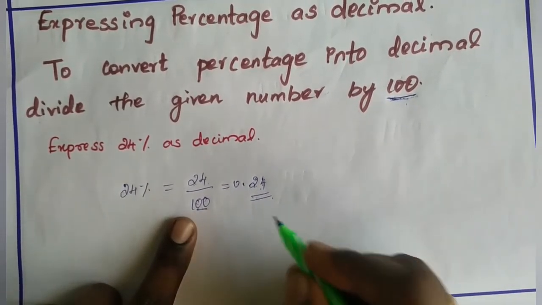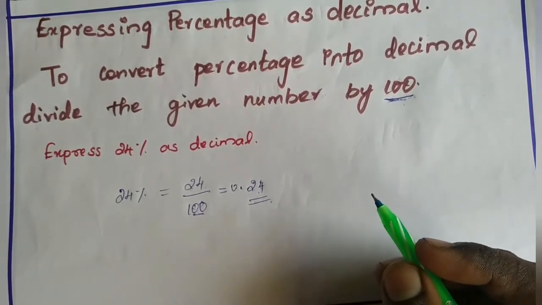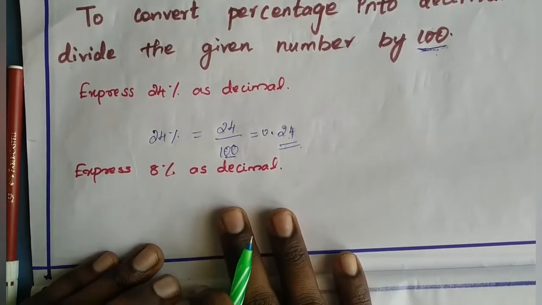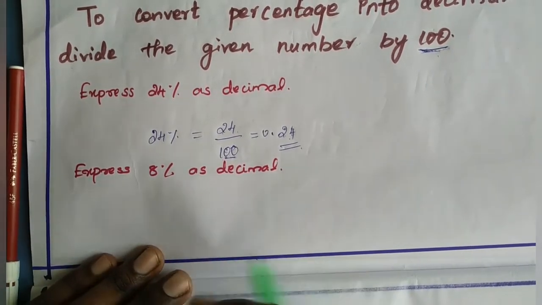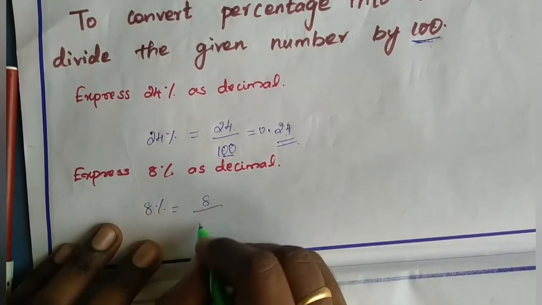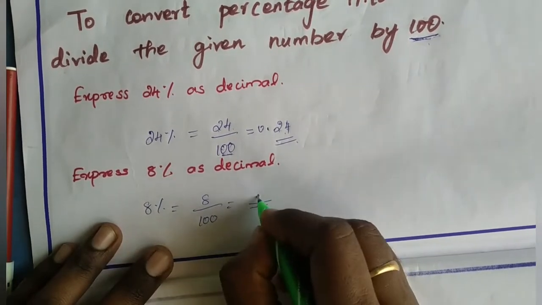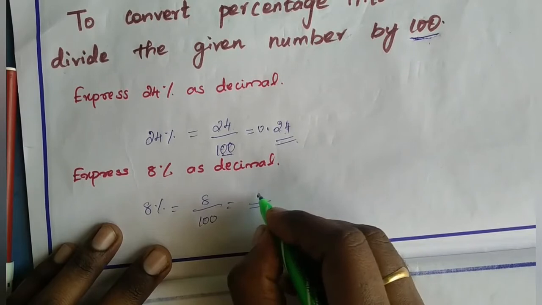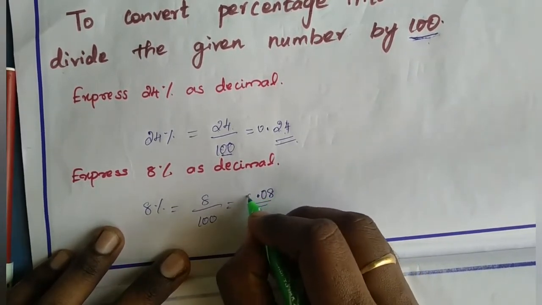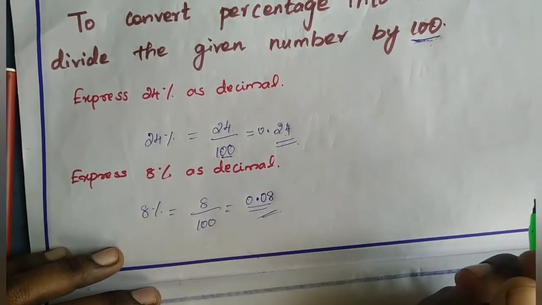Very simple. Let's move on to one more example. Express 8% as decimal. In the first step, 8% is equal to 8 by 100. Here also, after the point there should be two digits. One digit is 8, the other digit is 0. So 0.08 is the answer.